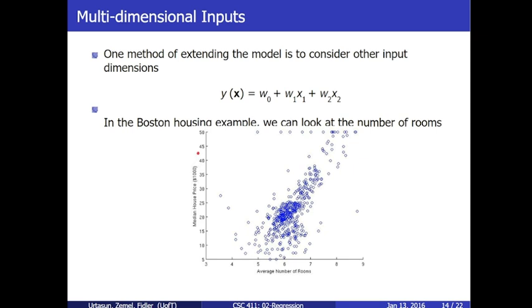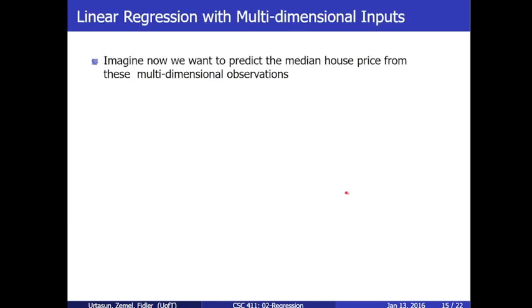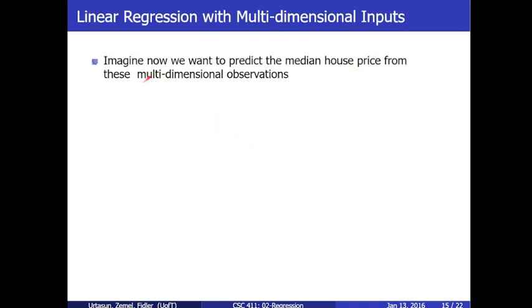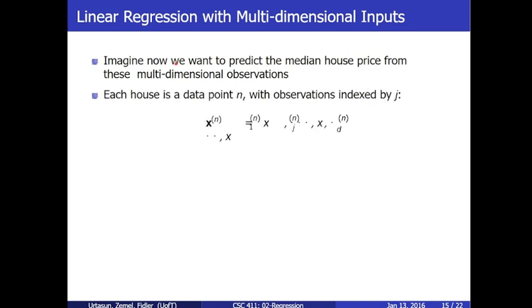So back to this Boston housing example, we can look at the number of rooms. Previously, we used the crime rate to output a price value. Here we're using the number of rooms in a house to output the price value. And here we see our graph plotted with x and y points. So, linear regression with multidimensional inputs. Imagine now we want to predict the median house price from these multidimensional observations.